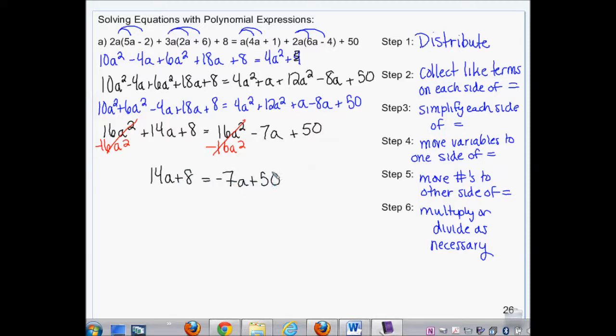Now, do you want to move this 7 over here or the 14 over there? 14 over there. No, shouldn't the 7 go to the left? Yeah, if you want negative. Okay, we'll move the 7 to make it positive. And 14 plus 7 is 21.